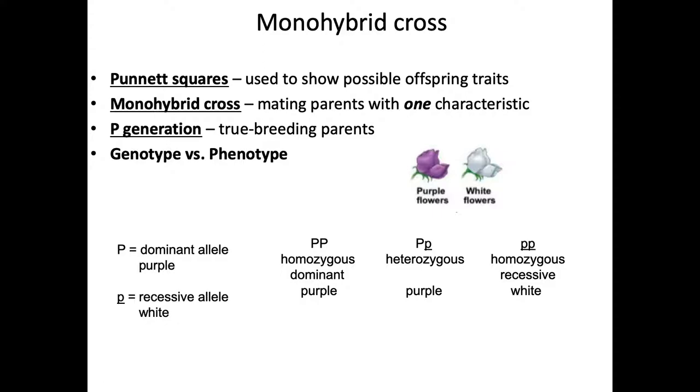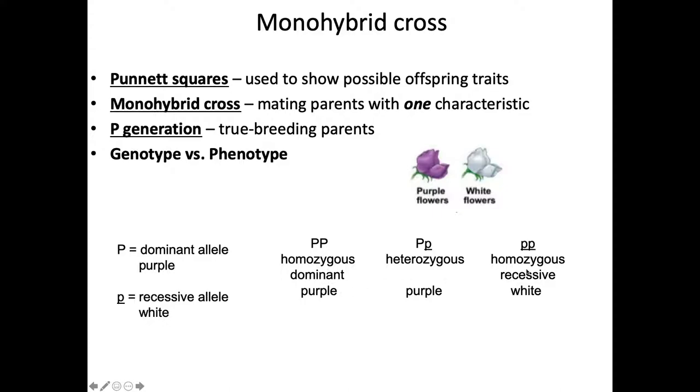And then we can have different combinations of these alleles, okay? So we can get one big P from mom and one big P from dad, so that we have two big P's, so two dominant alleles. That would mean that we are homozygous dominant. Homo means the same, two of the same alleles, and they're both dominant alleles. So if we are homozygous dominant for the flower color, that means we would be purple, because this dominant allele is purple, so that's the only color we can be.